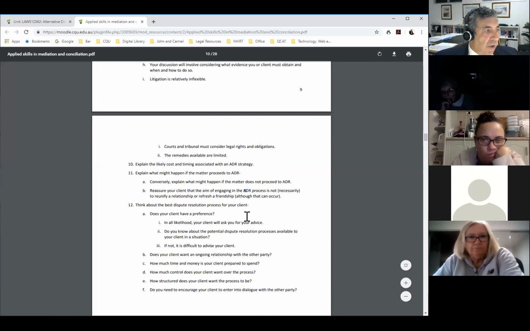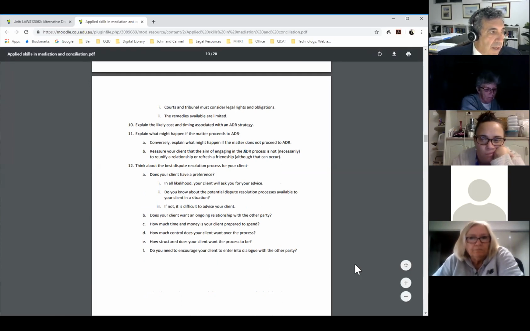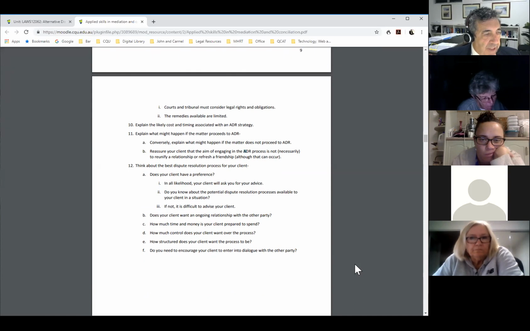So explain the likely cost and timing associated with an ADR strategy. Explain what might happen if the matter proceeds to ADR, and then explain what might happen if it doesn't proceed to ADR. And reassure your client that the aim of engaging in ADR is not necessarily to reunify a relationship or refresh a friendship.